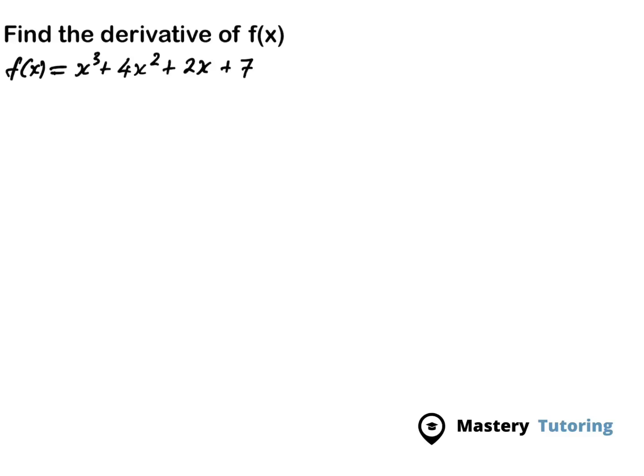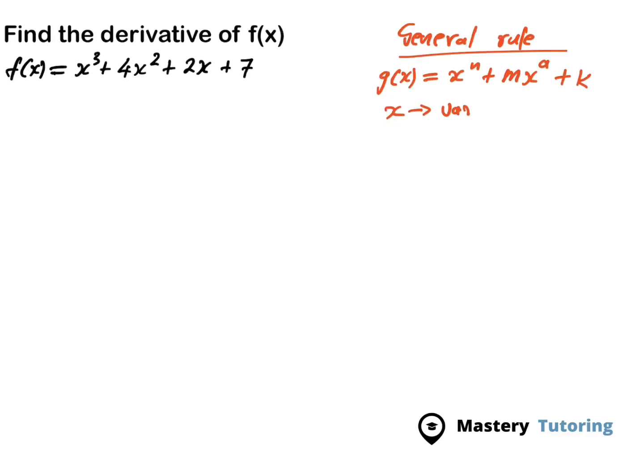Let us look at the general rule here. Suppose we're given a function in terms of g of x, where g of x is the same as x to the power of n plus m x to the power of a plus k. So x here is a variable, so it stands for an unknown. We know a, n, m, and k. These are constants.